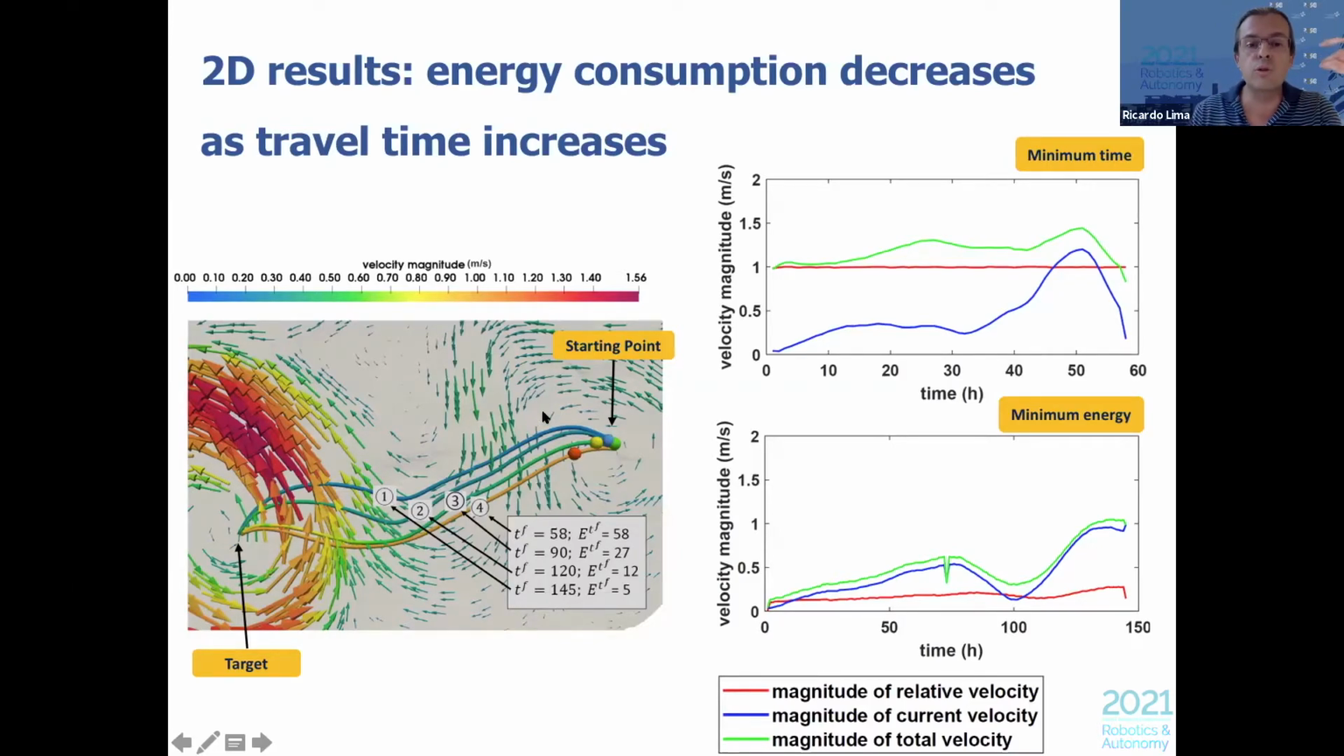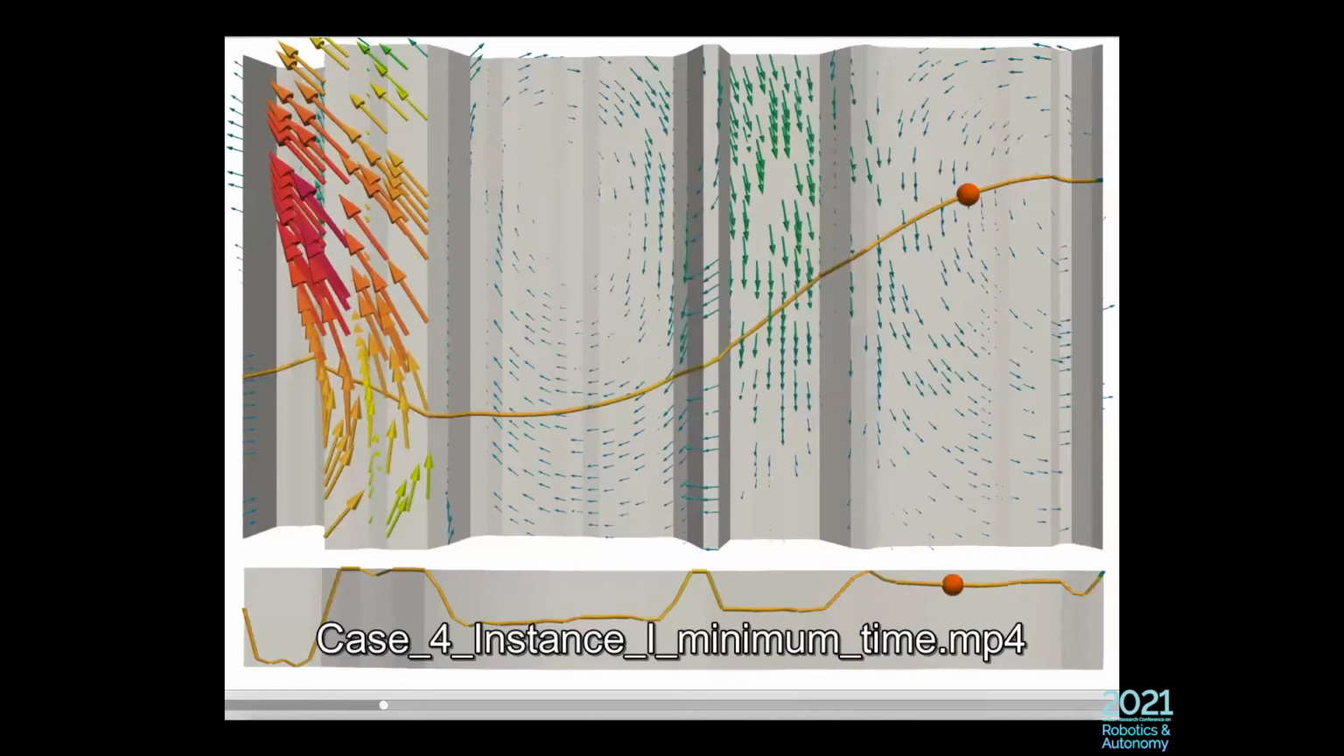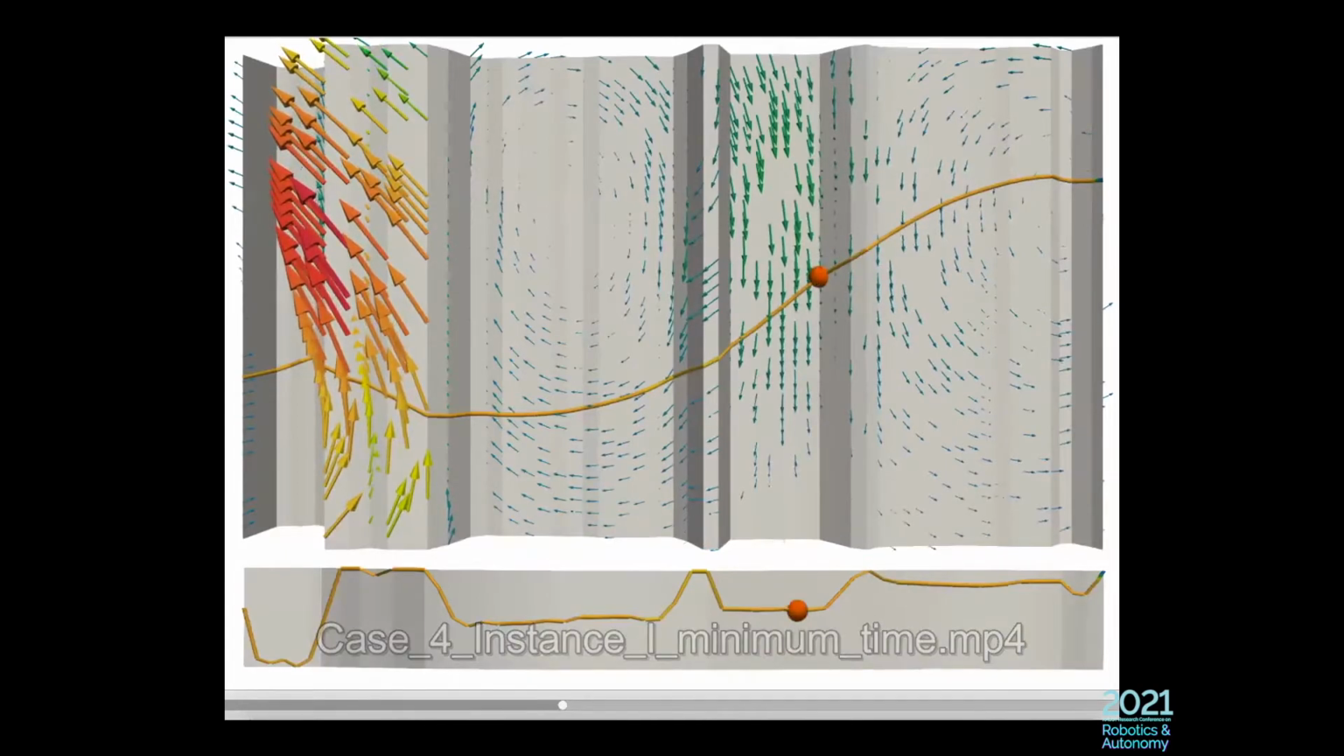If we move to 3D, that is what we have here. Here we start from this point, and we want again to go to the center here. And here we have a solution with a minimum time and a minimum energy solution that we found. And you see some difference here at the level of the eddy. So this is the minimum time.